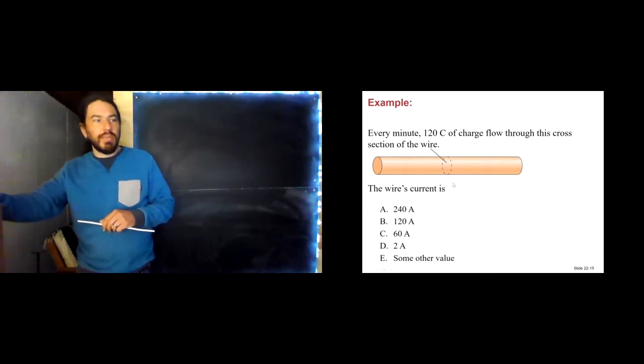So here's a quick example. Every minute, 120 coulombs of charge flows through this cross-section of wire. What's the wire's current? You have to do some quick math. I'll see you on the other side.